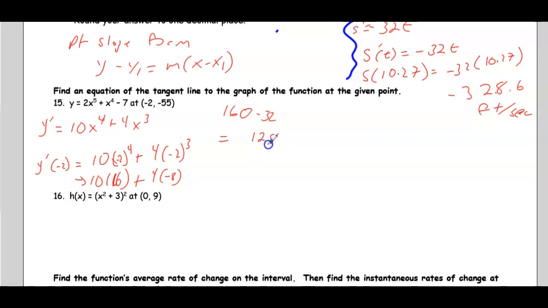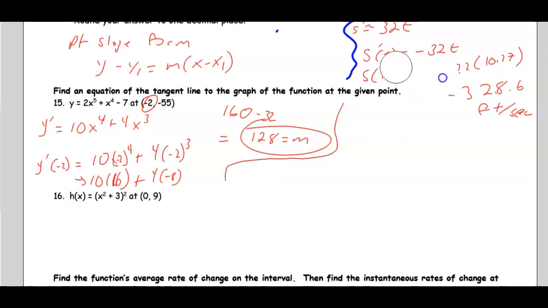Now, this, guys, is m. Here's our slope. So take the derivative of your function, plug in your x value to find your slope. Once I have my slope, I use the point slope formula, which I wrote down up here.